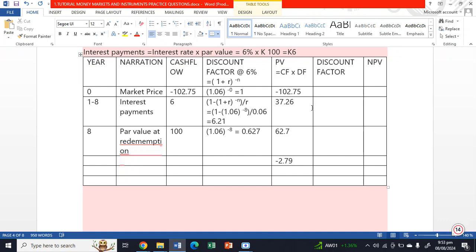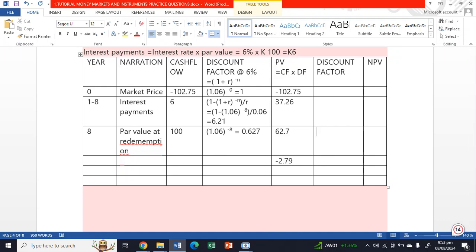Okay, so what happens is this. If your first present value is negative, you need to lower your discount factor because we're trying to get a positive net present value. So we need to reduce this discount factor. So it's a matter of trial and error.